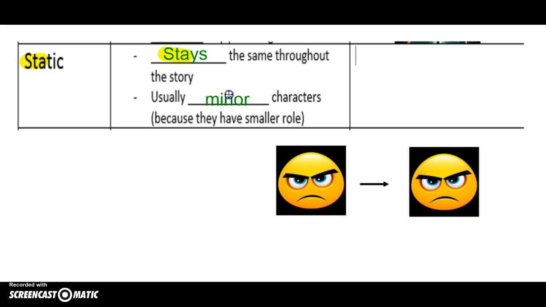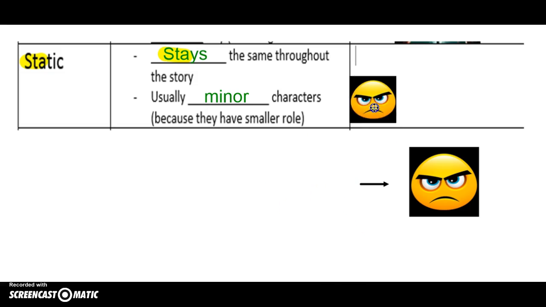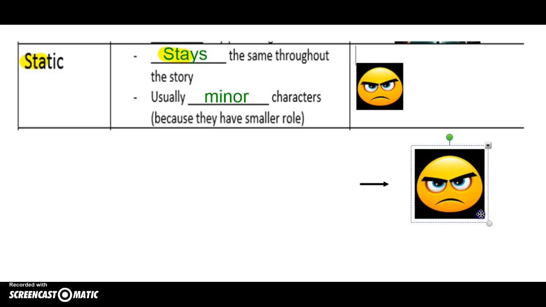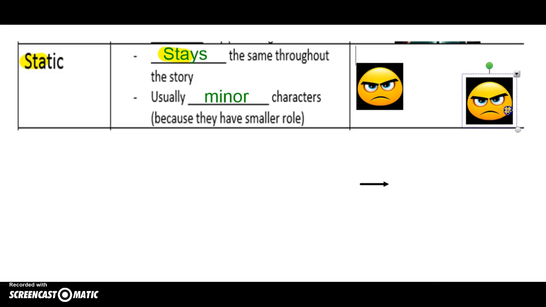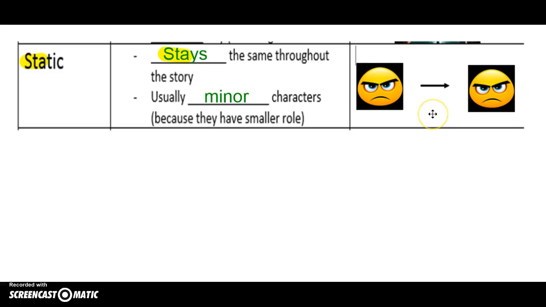Usually static characters are minor characters because they have a smaller role. It's not very interesting when a character is static. And so authors usually only make minor characters static because they're smaller in a story, and so it doesn't really matter as much that they don't change. My picture for static, this might have a character who is angry and mean and rude in the beginning. If they're static, by the end of the story, they're still angry and mean and rude. They didn't learn anything. They didn't change at all.